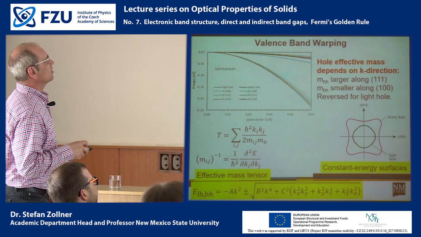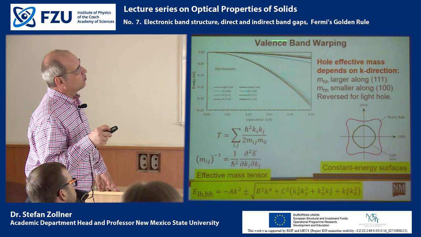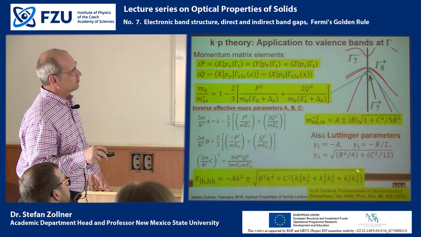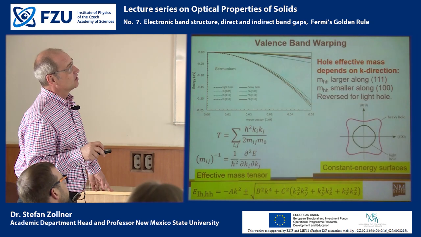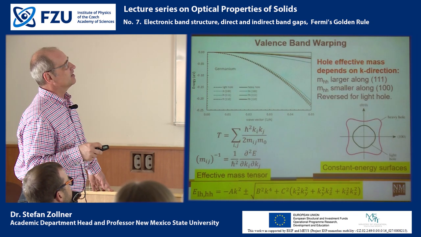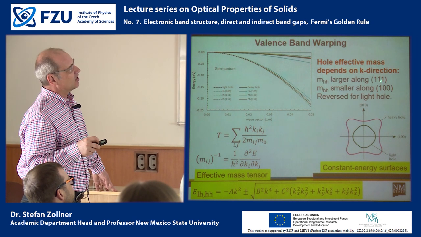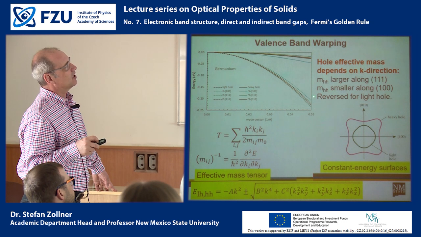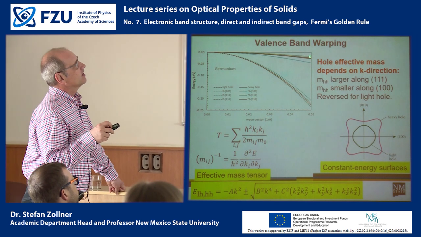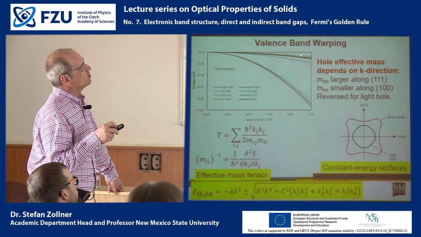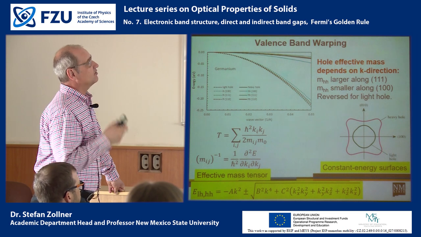So I promised you some pictures. And the first picture, so basically warping means that because of this non-spherical term, the effective mass depends on the direction. The curvature depends on the direction in the Brillouin zone. The heavy hole mass is larger than the average mass along 111, and the heavy hole mass is smaller along 100.